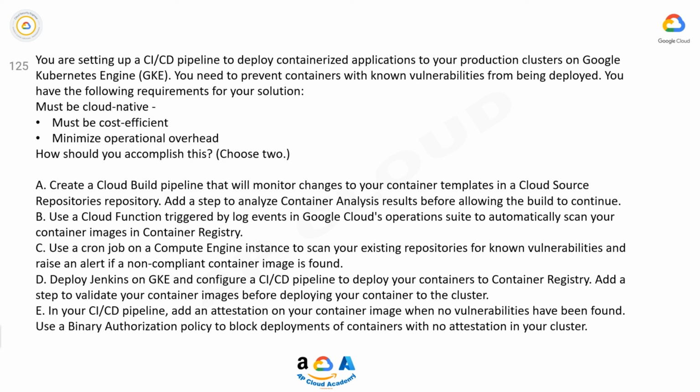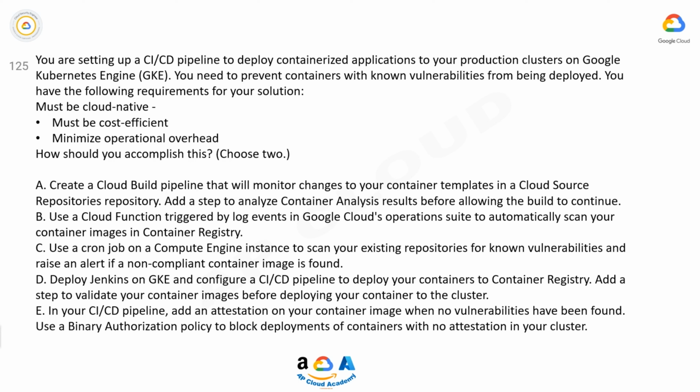Choose 2. A. Create a Cloud Build pipeline that will monitor changes to your container templates in a Cloud Source Repositories repository. Add a step to analyze Container Analysis results before allowing the build to continue. B. Use a Cloud Function triggered by log events in Google Cloud's Operations Suite to automatically scan your container images in Container Registry.